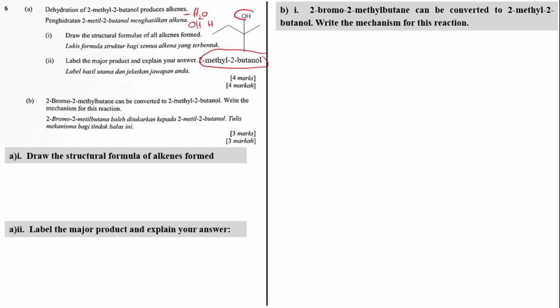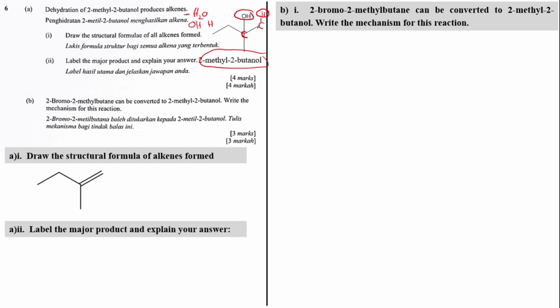So OH we're going to remove, and we can remove the hydrogen from the adjacent carbon. Okay, ini adalah carbon ini. Kita kena buang hydrogen daripada carbon di jiran dia. So let's say if you're going to remove OH and hydrogen here, we're going to get a double bond here. So that's our first possibility.